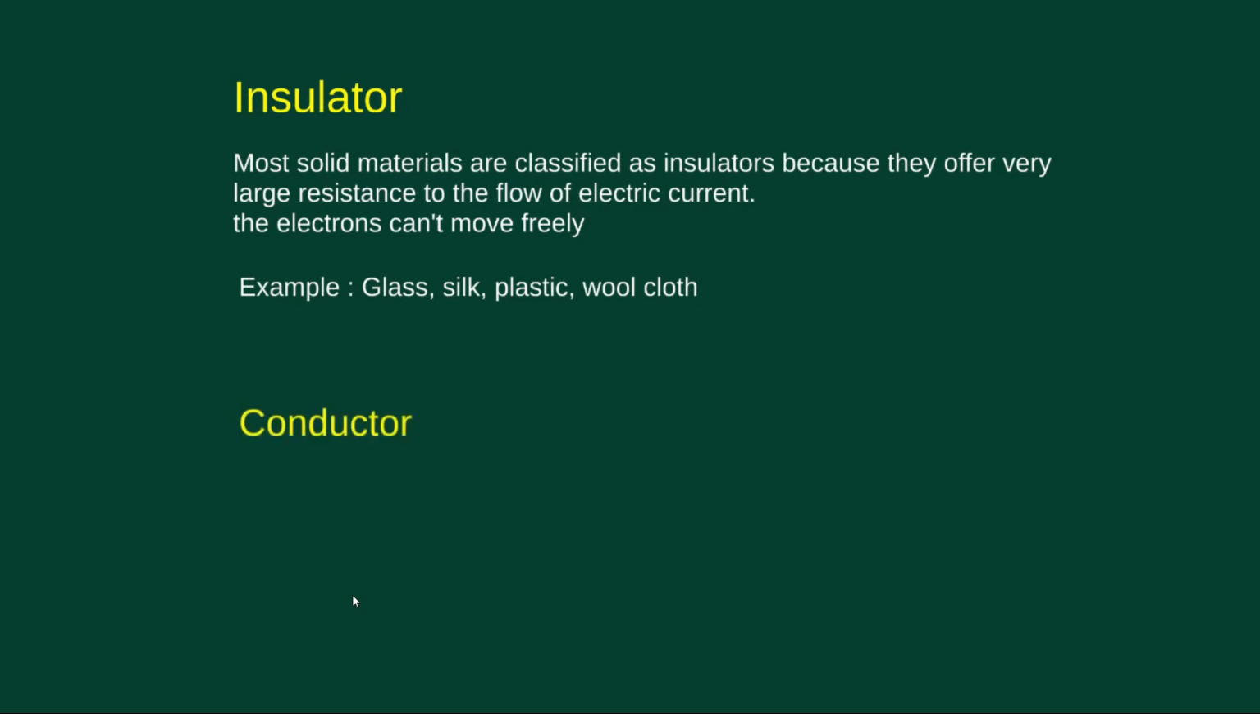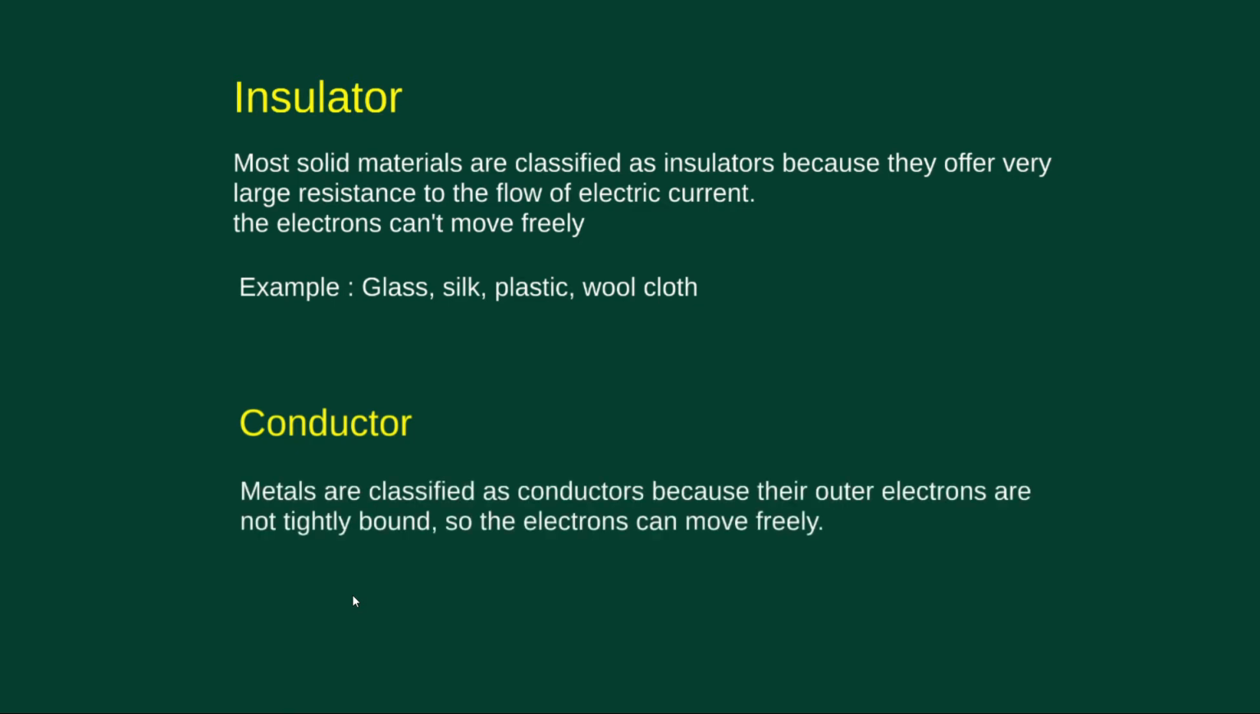And then for the second one, we call it conductor materials. Conductor materials are usually comprised of metals, because metals are classified as conductors because their outer electrons are not tightly bound, so the electrons can move freely. So that is the difference between insulator and conductor.